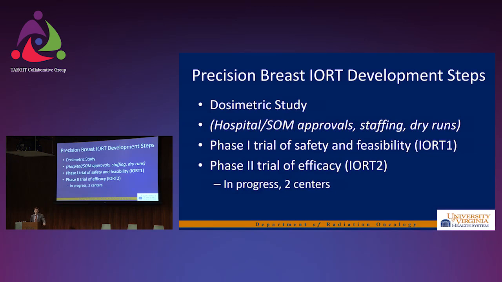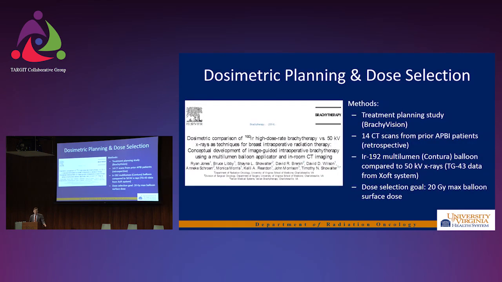So our development steps: we had a dosimetric study first, which I'll tell you about. We had a whole mix of tense hospital discussions and vetoes popping out from every corner, and then staffing and dry runs, which I will not tell you about, but if you ever want to get a beer, I'd be happy to tell you all the steps. Then we conducted a phase 1 trial, which is now finished and published. And we're in progress with a phase 2 trial that has an efficacy endpoint. So the dosimetric planning study was published in Brachytherapy.